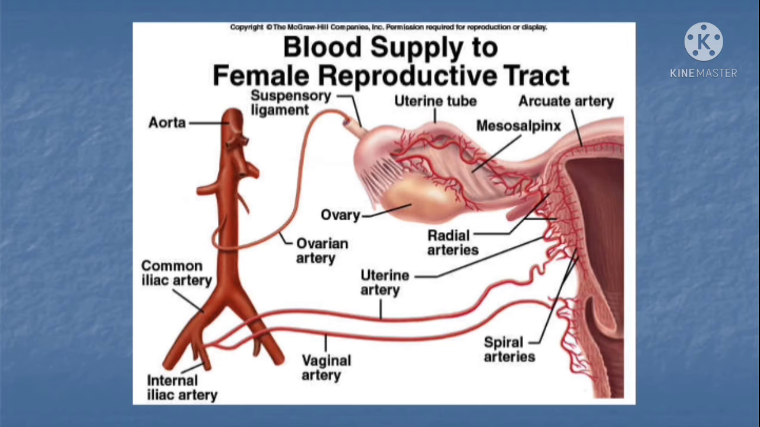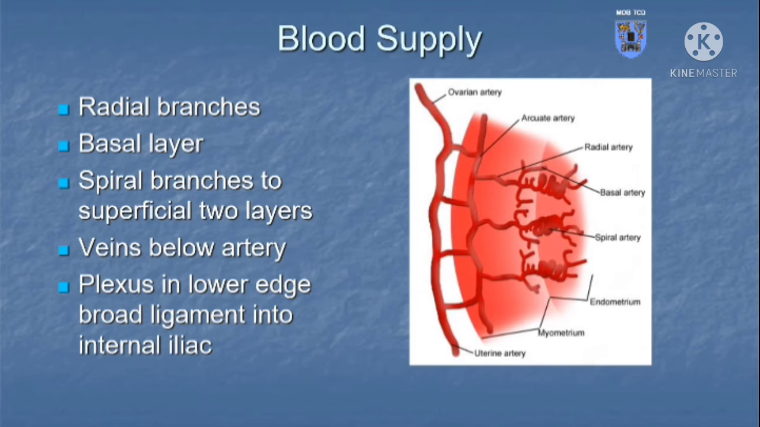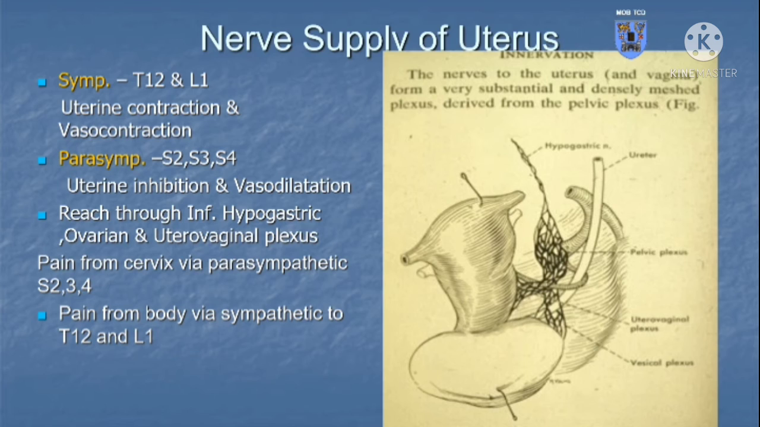Coming to the ovarian artery, it arises from the abdominal aorta. It supplies the ovary through the suspensory ligament of the ovary. They form the radial branches. From the radial branches, the basal layer and spiral branches supply the superficial two layers of the uterus, and they form the vein. The vein drains into the internal iliac vein. The ovarian vein on the right side drains into the IVC, on the left side drains into the left renal vein.